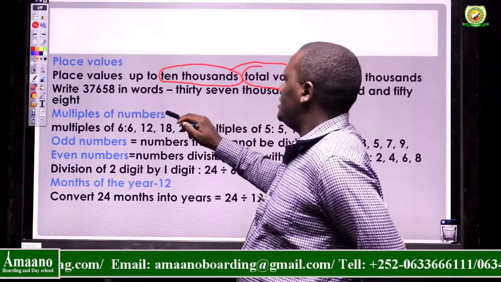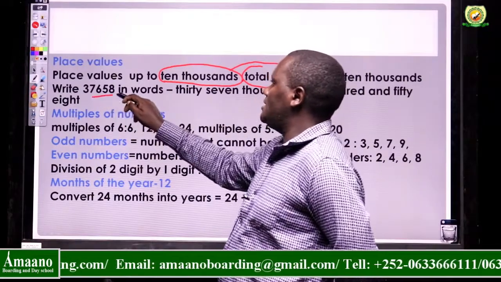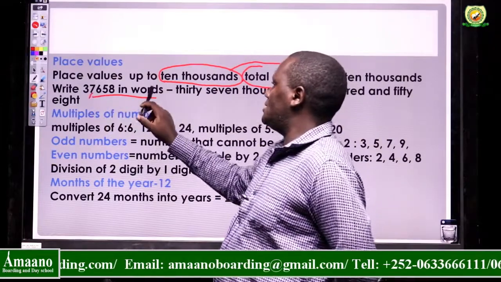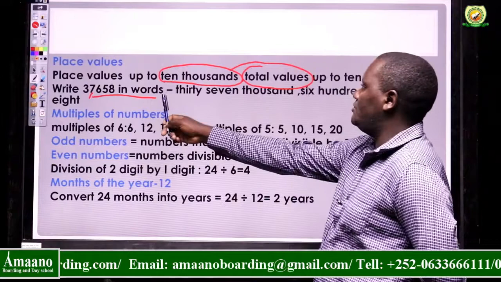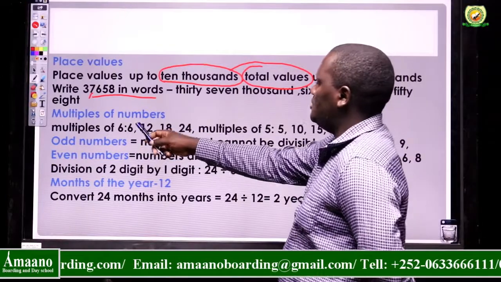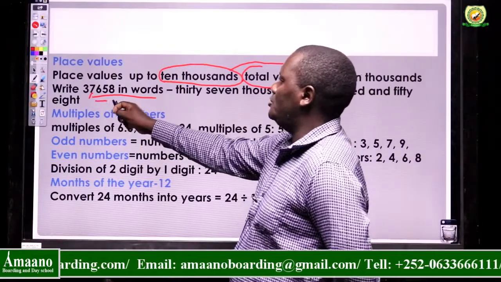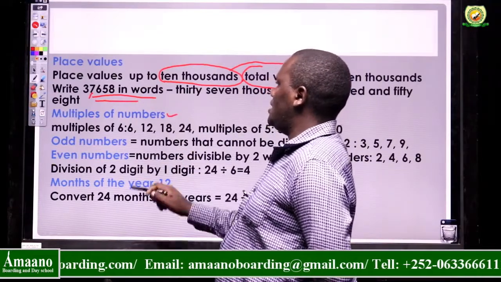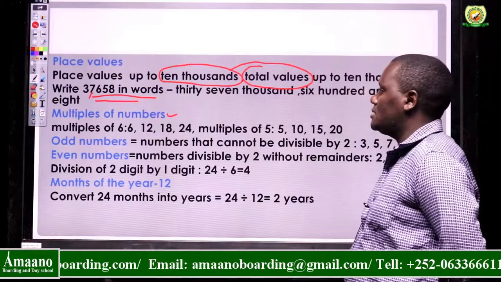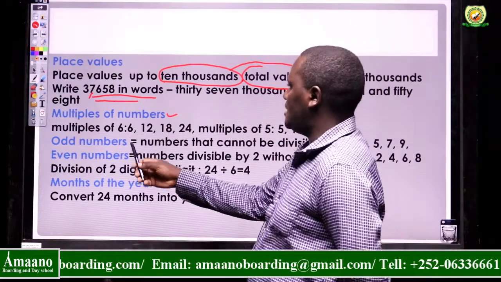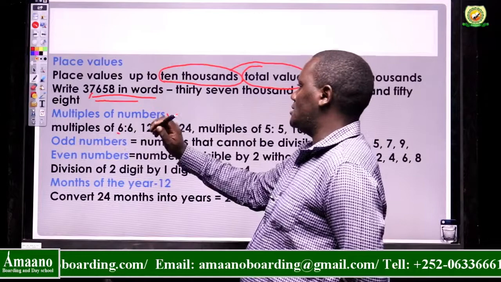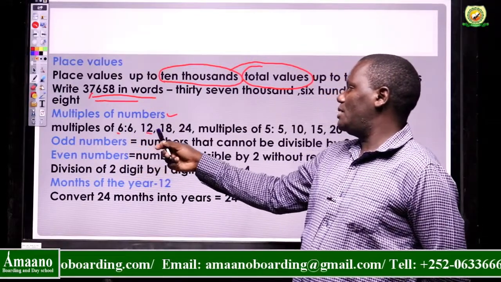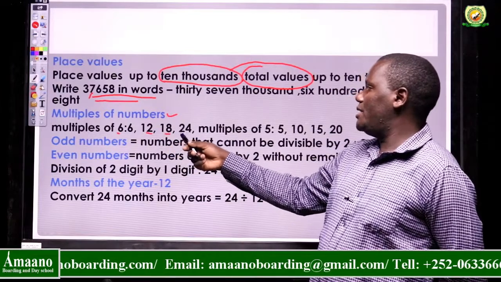Also, learn on how we write numbers in words. I give you an example, 37,658. So it means that we learn numbers up to tens of thousands. Also, we learned on the multiples of numbers. I've given an example here, like multiples of 6. We start with 6. We add another 6, that's 12. We add another 6, 18, all the way up to 24.